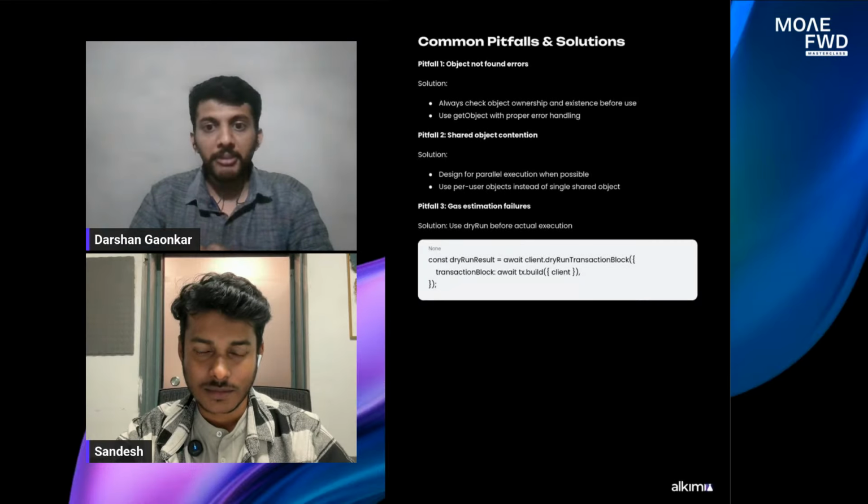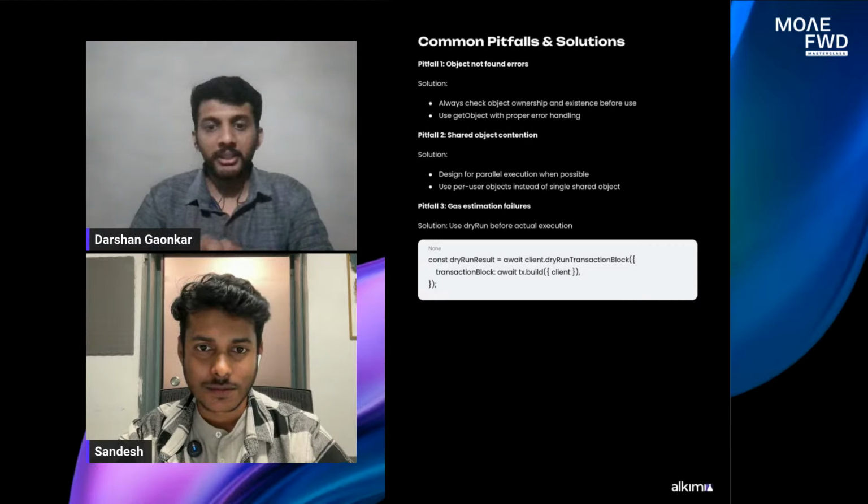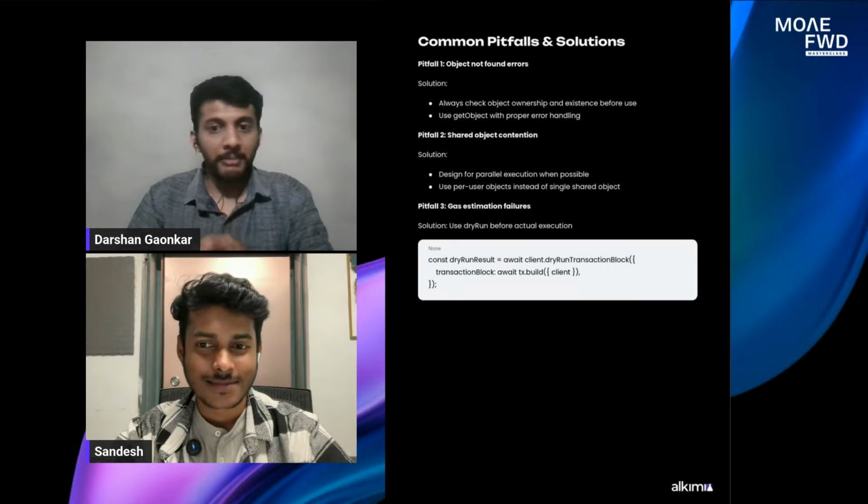we can go with the inbuilt function dry run transaction block. So it will execute those transactions and check the estimated gas fee. As a result, we will get the dry run result. We will be able to calculate the proper gas fee, the gas amount, how much it is going to cost. The gas amount depends on how much computation we are using, how much storage we are going to use, and other factors.